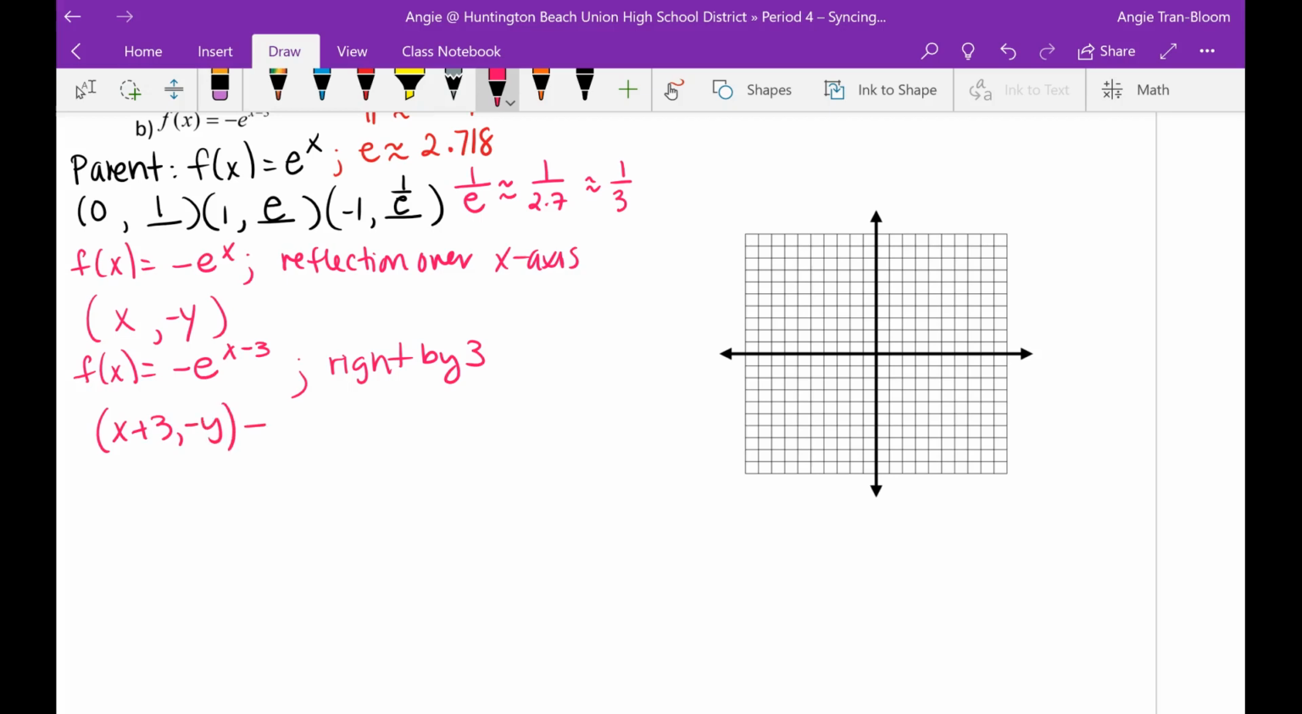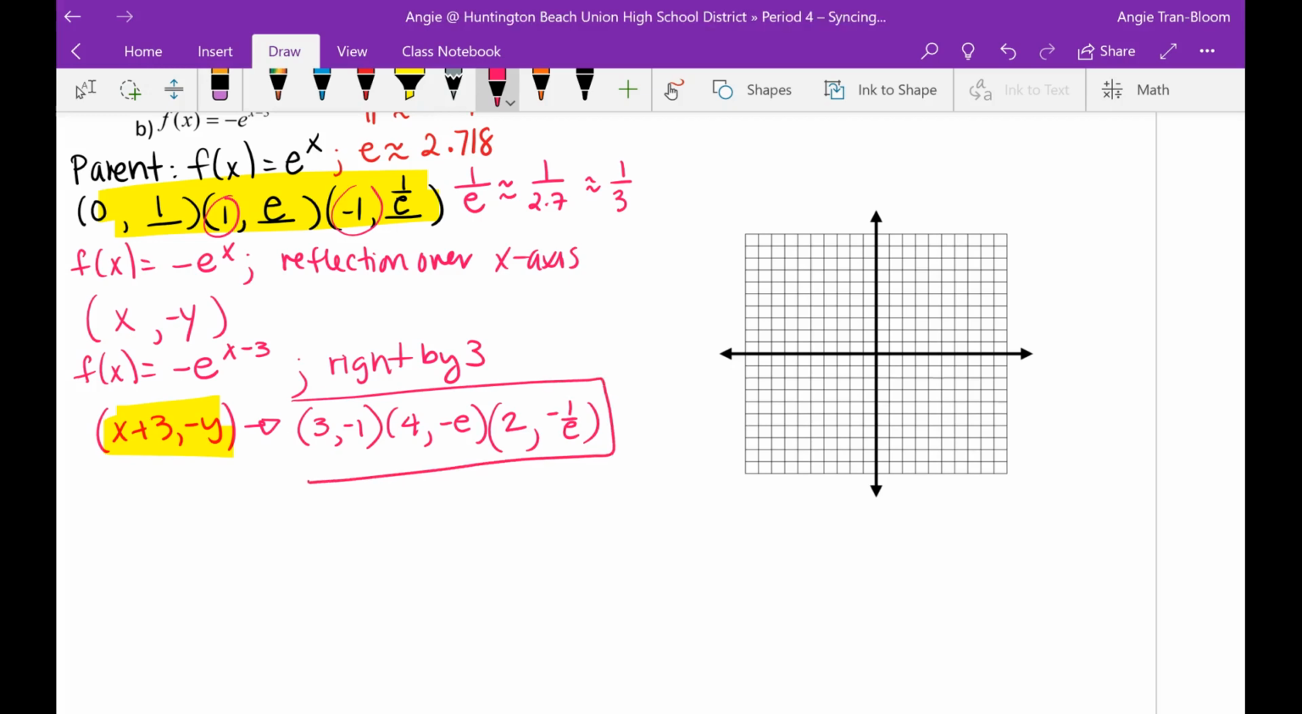So here is the final equation. Because it's the final equation, I need to use my parent points and follow through. So 0 plus 3 is now 3, okay? 1 is my y. It's multiplied by negative because I need to change it. So now it's negative 1. So that's my new point, my final point there. Then I have 1 plus 3 is now 4, okay? Then e is now negative e because I have to change my y. Then I have negative 1 plus 3 is now positive 2. That's going to be now negative 1 over e. So these are my main 3 points.